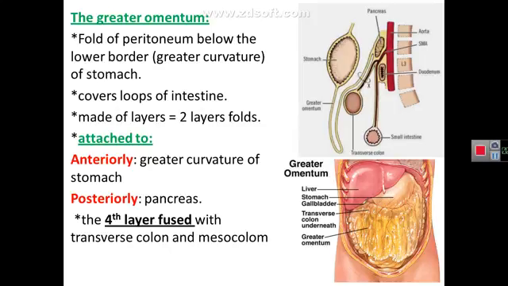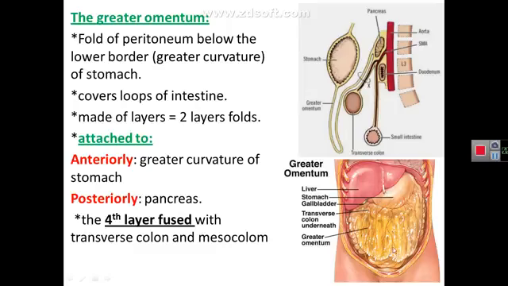What is important here is that you may have to describe the attachment of the greater omentum. You will say that the greater omentum is attached anteriorly to the lower border of the stomach, which is called the greater curvature of the stomach. But the greater omentum is attached posteriorly to the pancreas. And also, when we talk about the mesentery of the transverse colon, we will say that the transverse mesocolon is also attached to the anterior aspect of the pancreas. The reason is that these 2 layers fuse together. So, attachment of the greater omentum: anteriorly to the greater curvature, which is the lower border of the stomach, while posteriorly the greater omentum is attached to the anterior aspect of the pancreas.